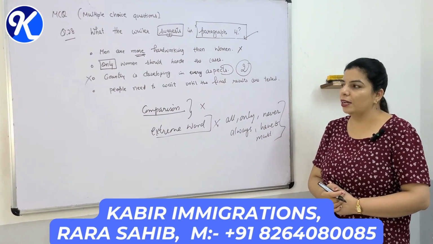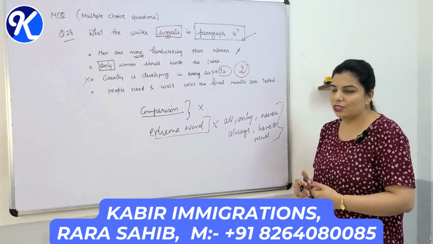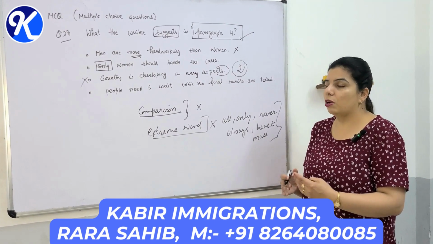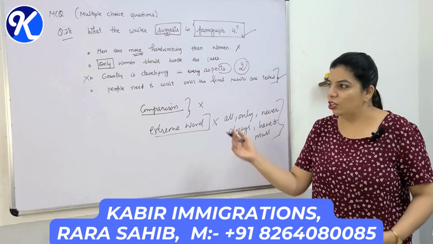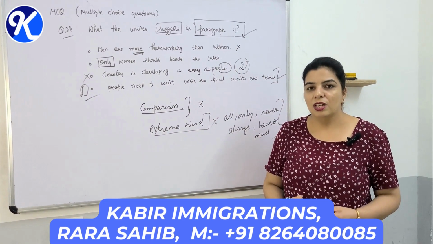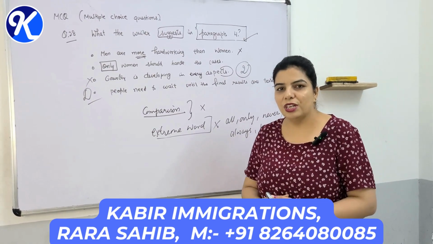I'm left with one: people need to wait until the financial results are tested. So maybe you understand it directly by reading the paragraph, or maybe you are not able to understand it. But be sure this is the answer. So for this question, D is the correct answer. That is one way of doing the multiple type of question. But another trick is also there, so let us discuss that also.